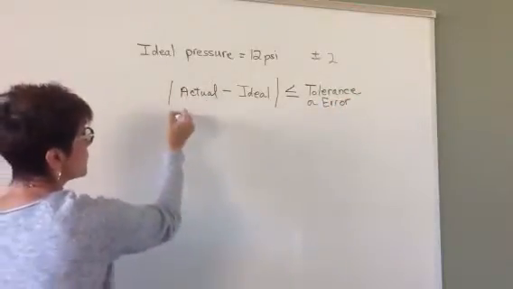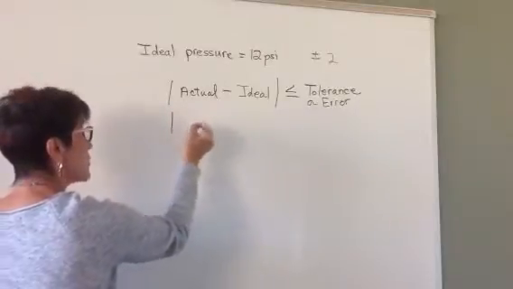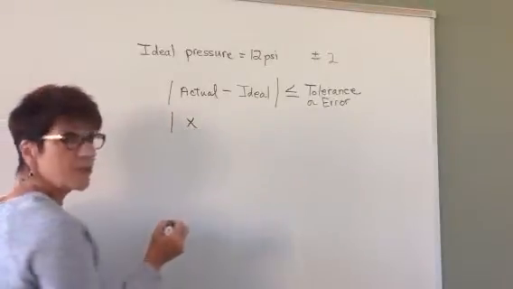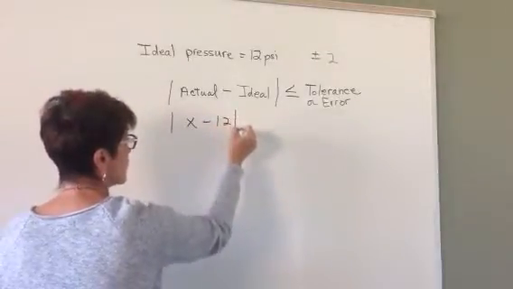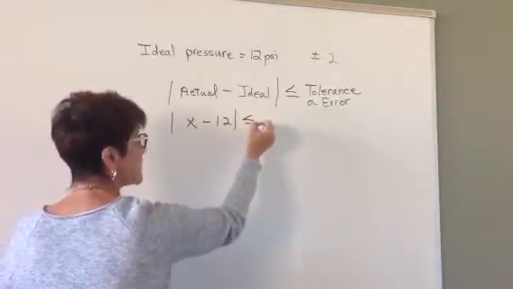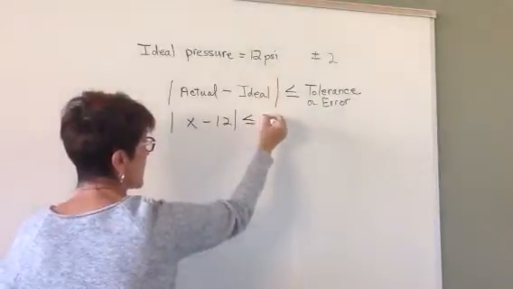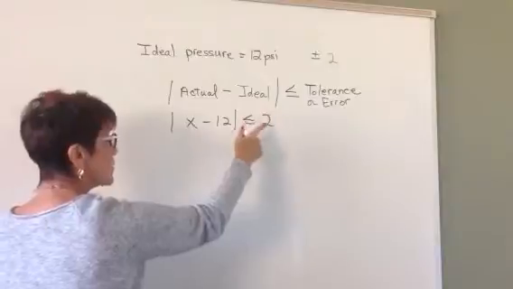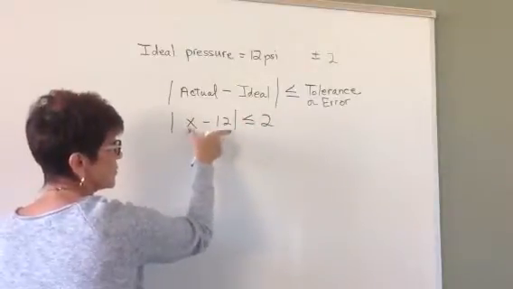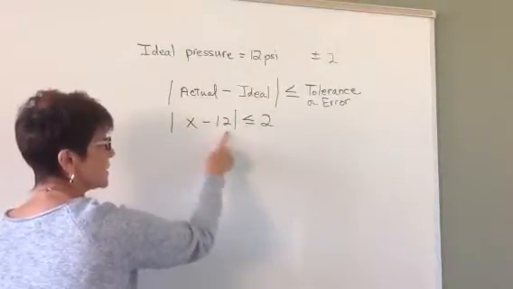So for this problem, I would say the ball that I have is x, because we don't know how much it is, minus the ideal is 12, and that has to be less than or equal to the tolerance that we have, which is 2. And because we're using the absolute value, it could be plus or minus 2. That's how I bring in the minus.